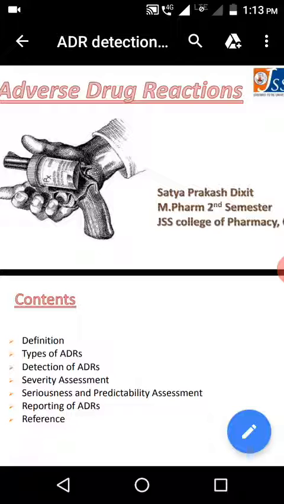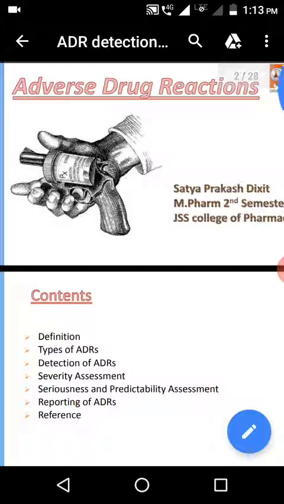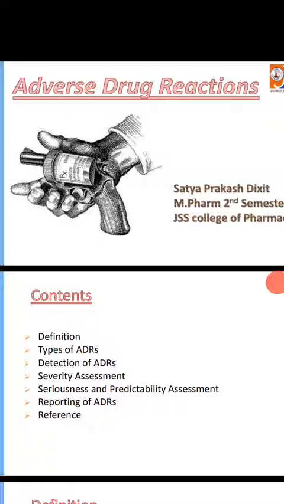Right now we are going to discuss how an ADR is going to be detected. This is nothing but ADR detection methods. This PPT presentation is very useful. You can follow this PPT structure for writing ADR detection methods. The PPT contains not only ADR detection but also different types of ADR. You can go through it, no problem.